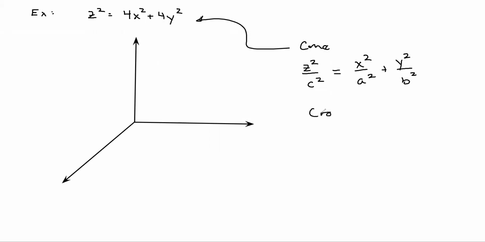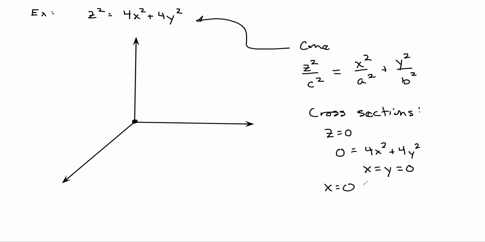Okay, cross sections. So if you set z equal to 0, we end up getting 0 equals 4x squared plus 4y squared. The only solution to that is x equals y equals 0. If we set x equal to 0, we end up getting z squared equals 4y squared, which if you take the plus or minus root of both sides, you get z equals plus or minus 2y.